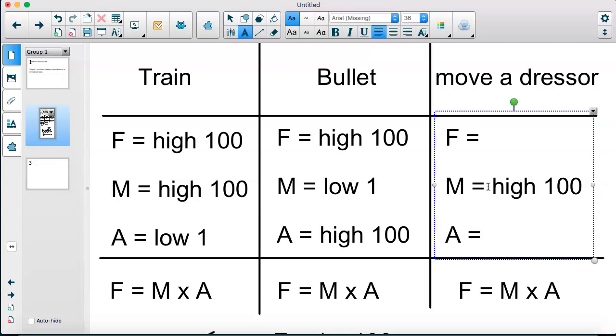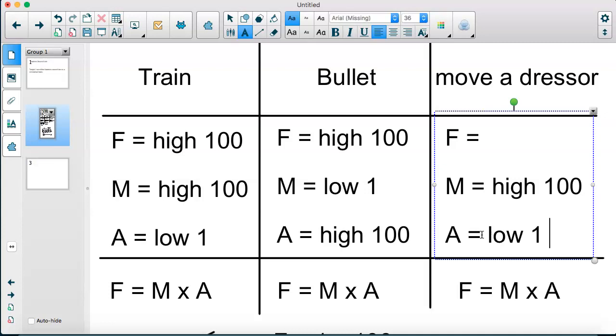Okay, so if it was really hard to move, does that mean it was accelerating high or low? If we were just barely able to move it, was its acceleration high or was it low? It's low. It would have a low acceleration because it was moving very slowly. The 3 of us were just taking half steps trying to get it into this bedroom.